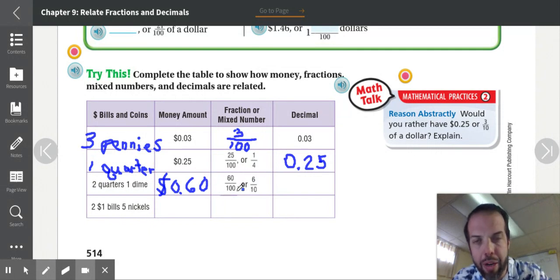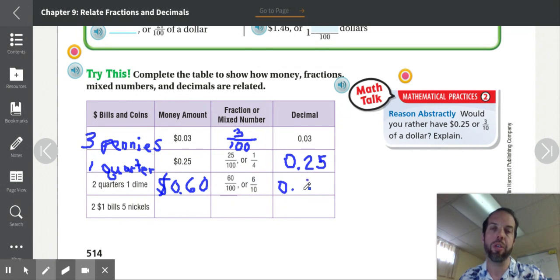Again, you guys can see here they wrote it as a fraction, which is 60 over 100. And in simplest form, that would be 6/10. And now we're going to write it as a decimal. So it will be the same as our money amount without our dollar sign. Okay? All right.